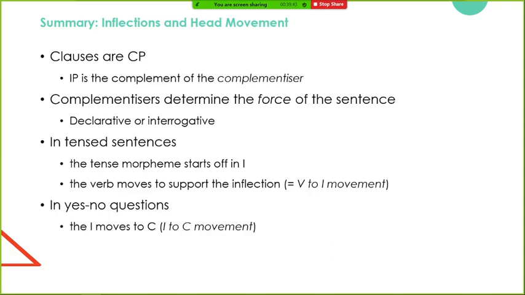Furthermore, in yes-no questions, we've got another movement that moves the inflection to the complementizer position, or I to C movement. Both I to C movement and V to I movement are instances of a larger group of types of movements known as head movements, which simply move a head from one head position to another head position.